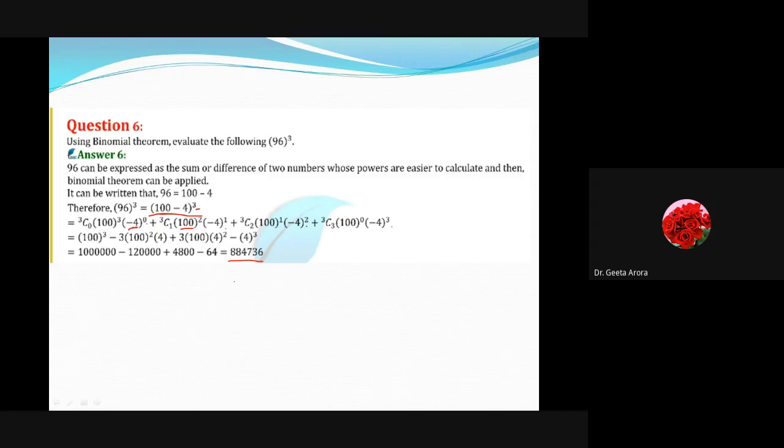Correct? This is how we have obtained 96 raised to power 3 by writing it first as 100 minus 4, and then using the power of 3. Either we remember the formula and use it, or we can use the binomial theorem to find the expansion of any x minus y or x plus y raised to power n.